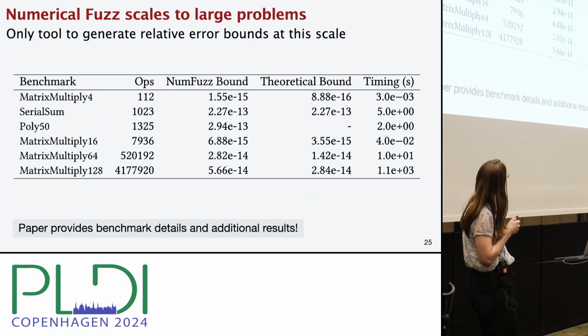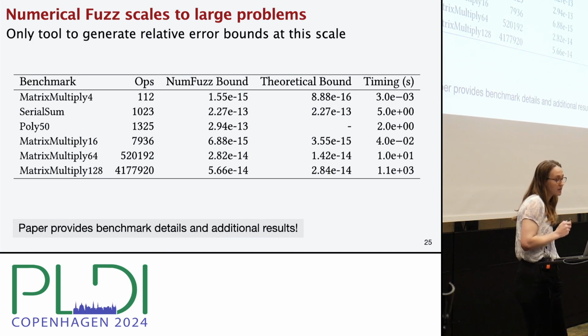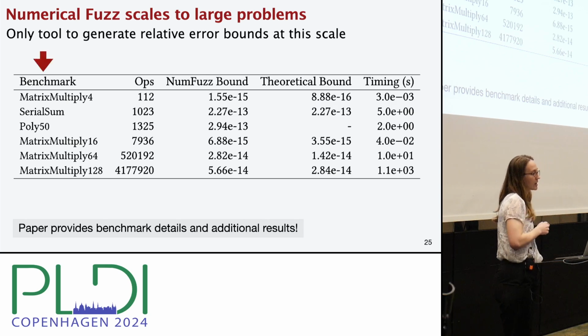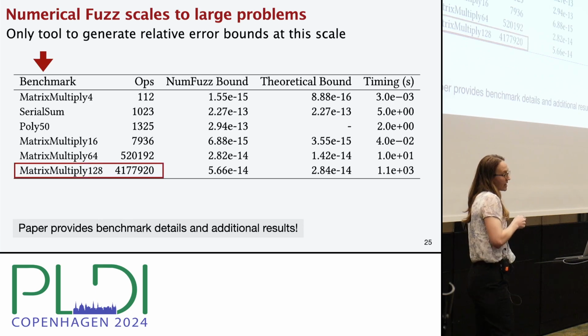All right, coming to my favorite table. So numerical fuzz scales to really large problems, and it's the only tool to generate relative error bounds at this scale. I think that's awesome. Okay, so here we have benchmarks of increasingly large size. Come down to the bottom one here, we have a matrix multiply between two 128 by 128 matrices, over 4 million operations.